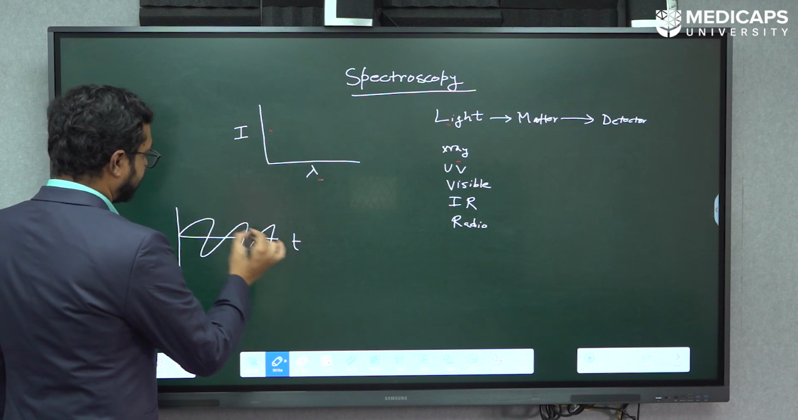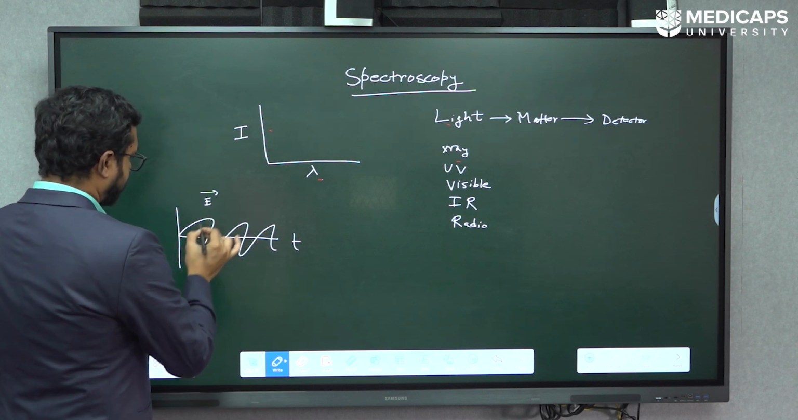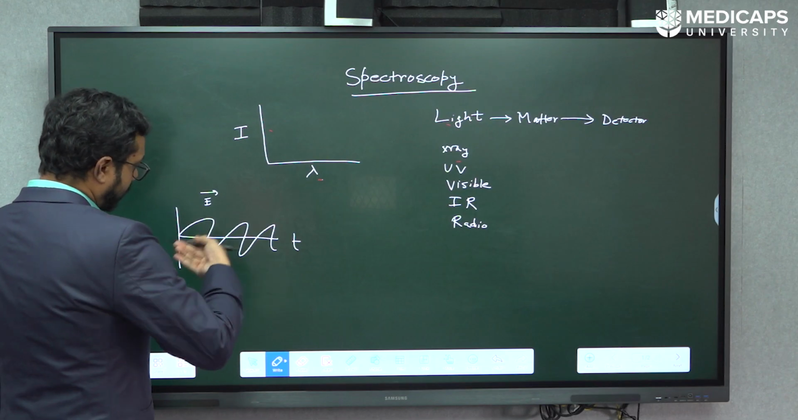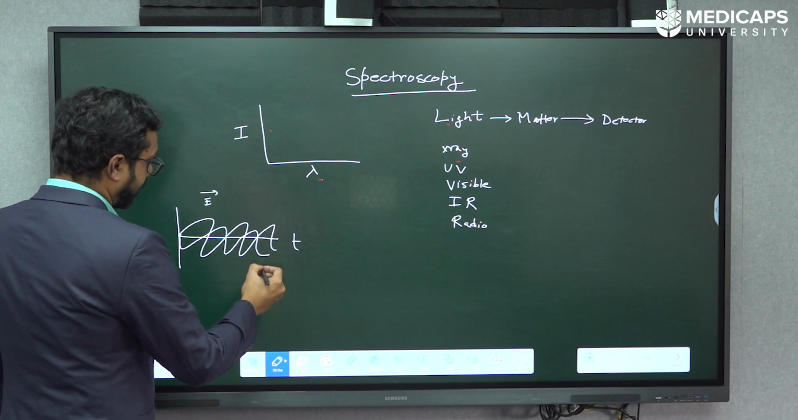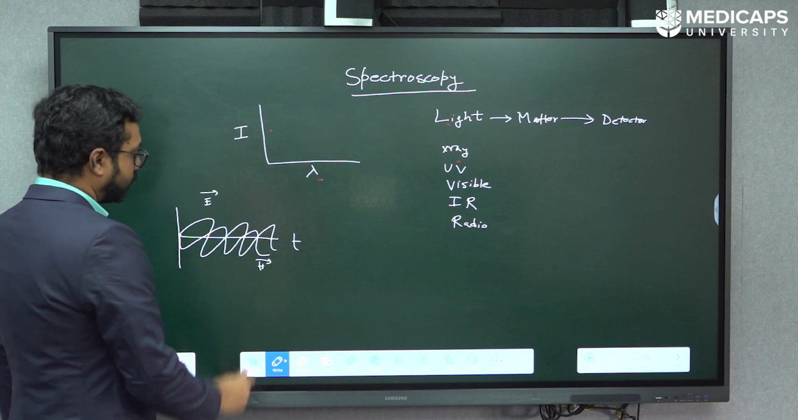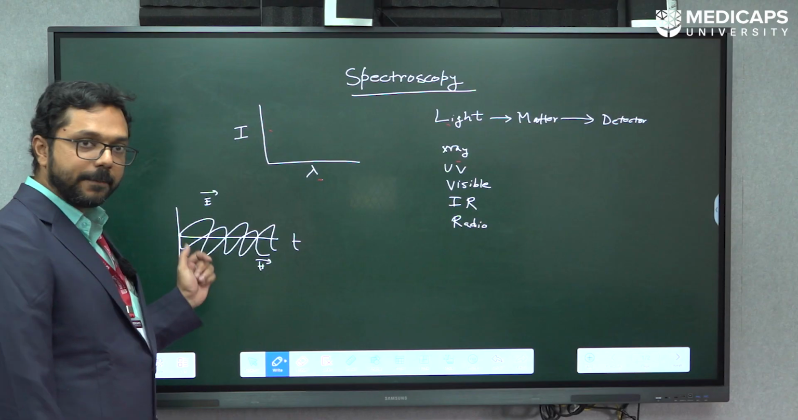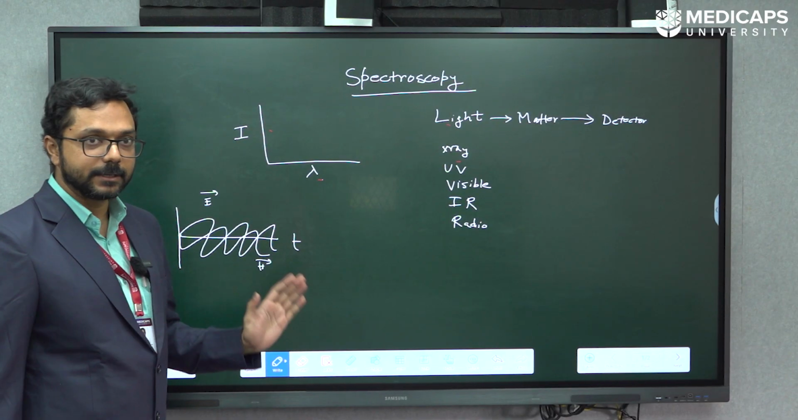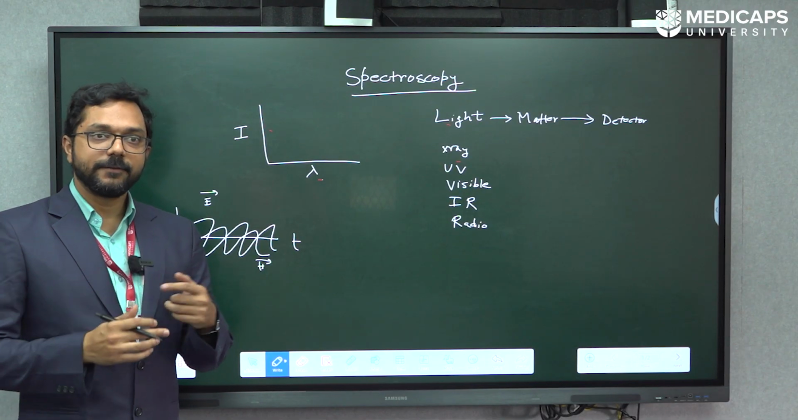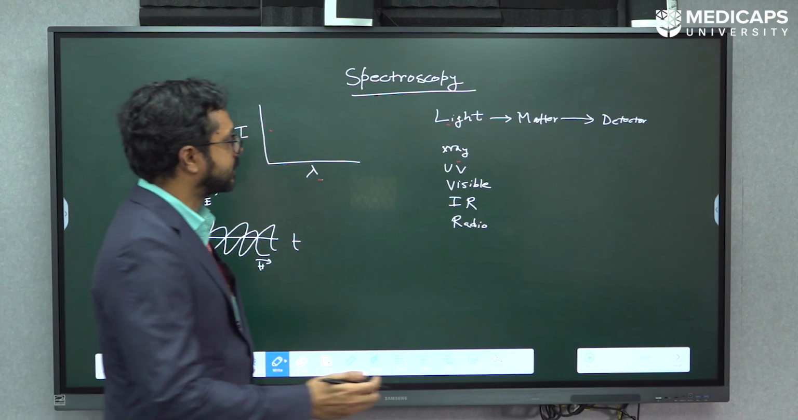So if it is an electric field, then in its perpendicular plane there will be a magnetic field. So here it is actually a plane polarized light. Now when this light interacts with matter, different phenomena happen during this interaction.